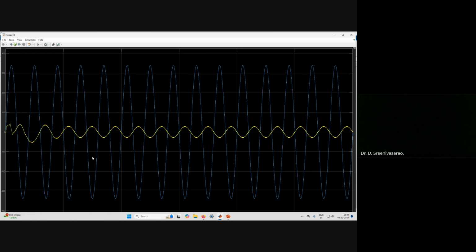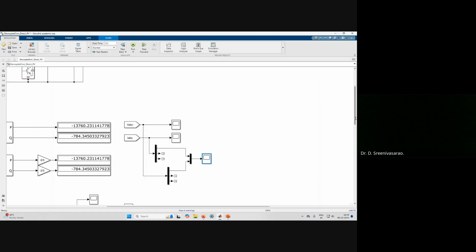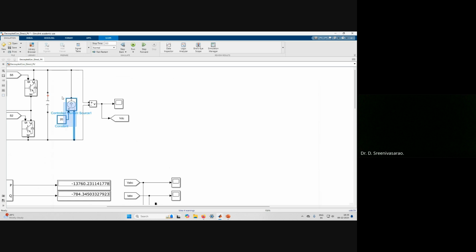So both are in phase, right? Both are, not exactly in phase, 180 degrees out of phase, right? So why it is 180 degrees out of phase? What happens is that the battery, right? So this battery is injecting power into the grid, right? So I kept plus 20, right? So the battery is injecting power into the grid.